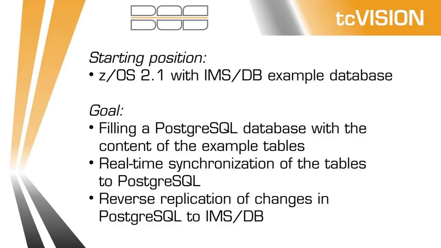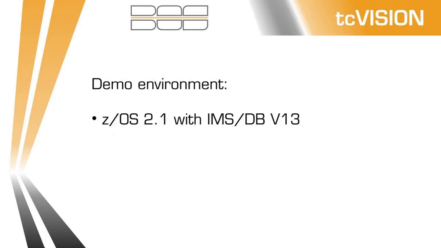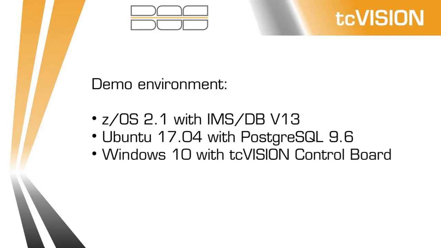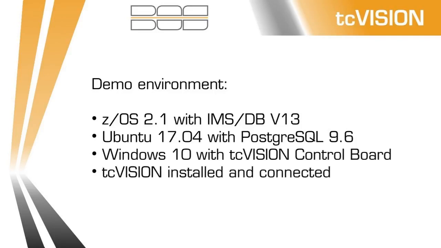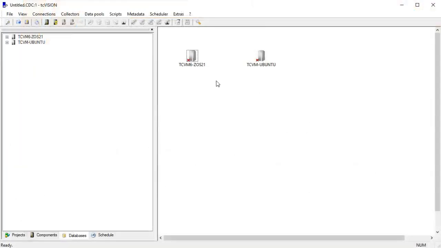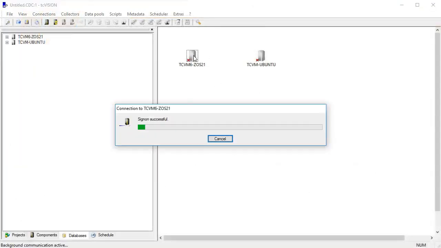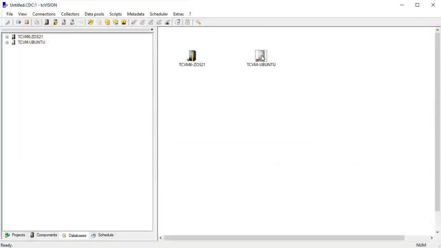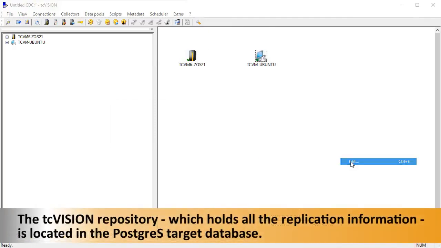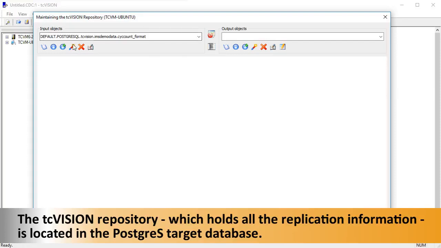Our demo environment consists of a CentOS 2.1 with IMS, an Ubuntu server with Postgres, and a Windows 10 for the control board. All components have been connected to each other. We start with the definition of the metadata. For this, we connect both of our managers, on the mainframe and on the server. The tcVision repository, which holds all the replication information, is located in the Postgres target database.